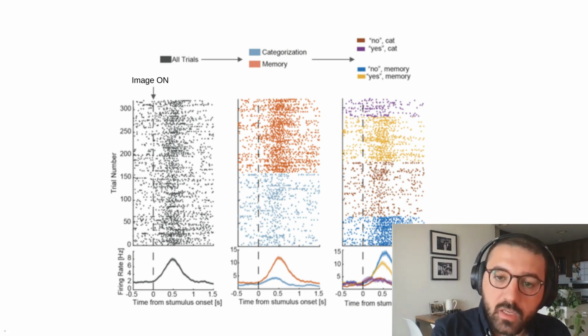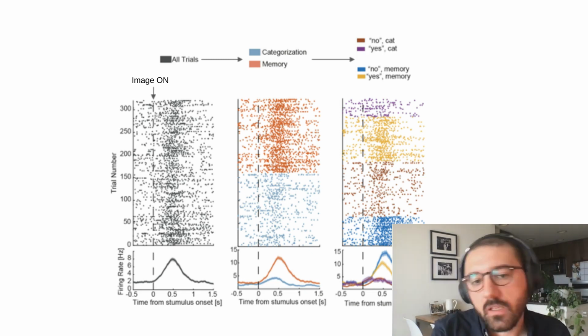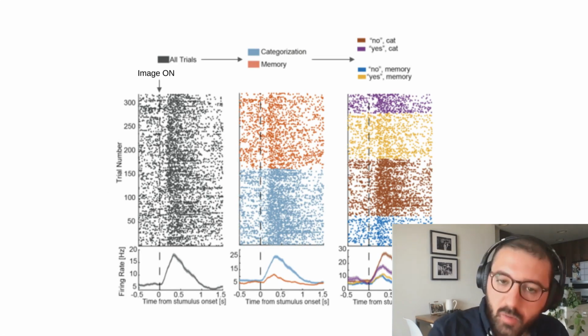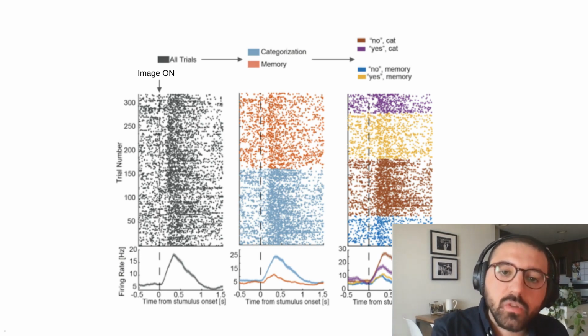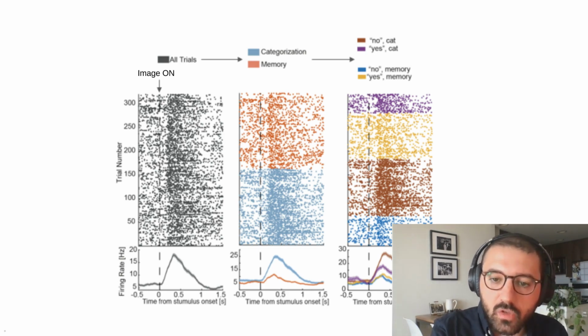If we were to split now furthermore by choice, we'll observe that not only is there task coding, but there's also choice coding. And that choice coding is specific to one particular task, in this case, to the memory task. There's a lot of heterogeneity in the population, and much like we see cells that code choice specifically for the memory task, we also see cells that code for choice in the categorization task, as is shown here.